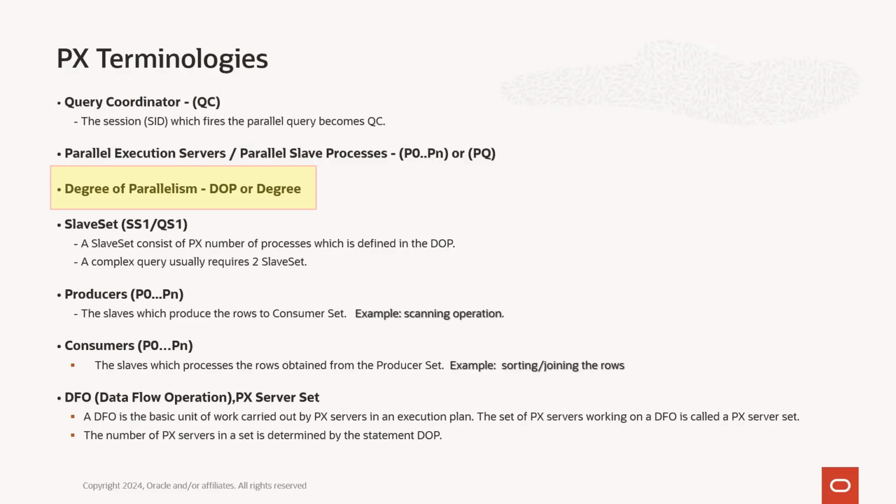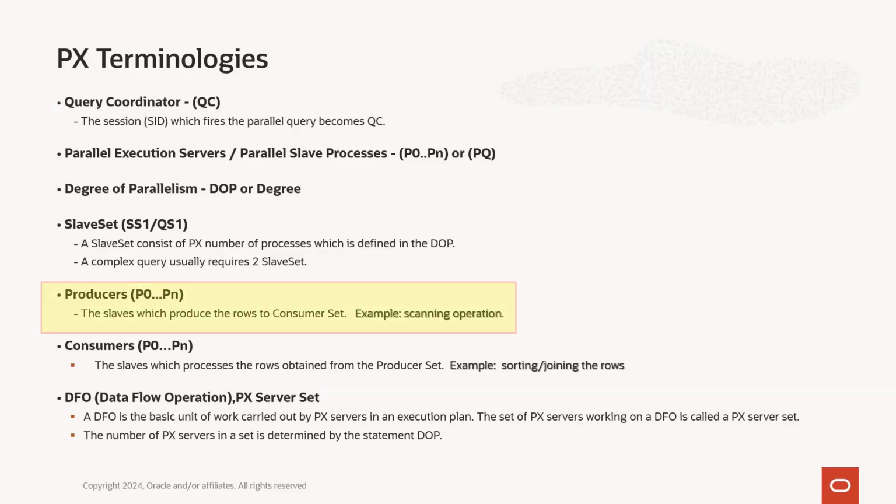Degree of parallelism will be referred to as DOP or degree. A slave set is referred to as SS1 or QS1. A slave set consists of the number of PX processes defined in the DOP. A complex query usually requires 2 slave sets. Please make a note of this, because most complex queries will require 2 slave sets.